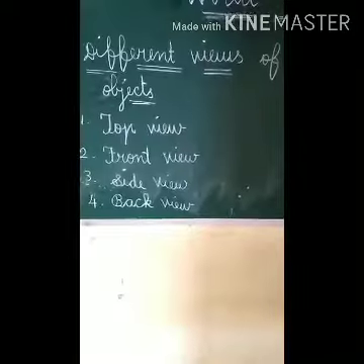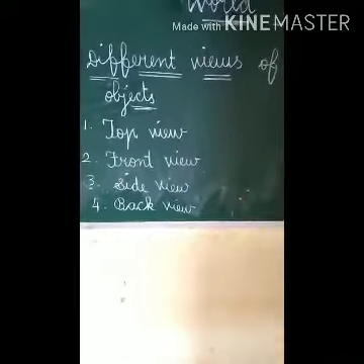Take the Math Magic book. Take chapter 5, page number 52. The way the world looks. Today we are going to see about different views of objects.